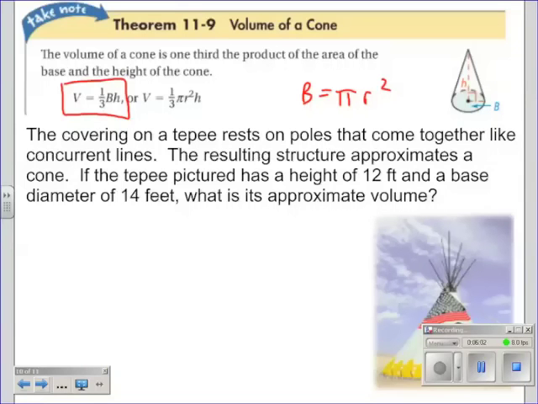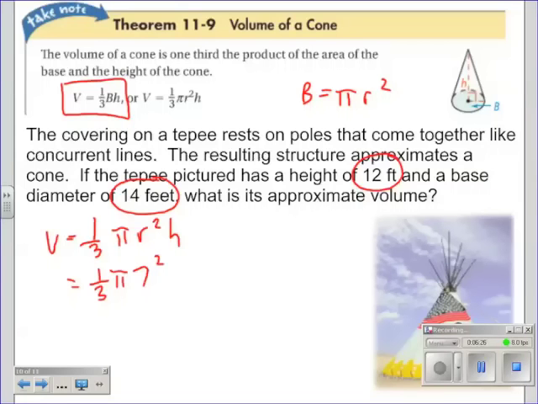And so we're given the height, which is 12 feet, and we're given a diameter of 14 feet. We need to be careful not to use 14 within our volume formula, because we're going to need to use the radius. So 1/3 pi r squared times h. And so this is just a substitution now. The radius is 7, which we will square, and then we'll multiply it by 12. And our answer there is about 616 feet cubed.